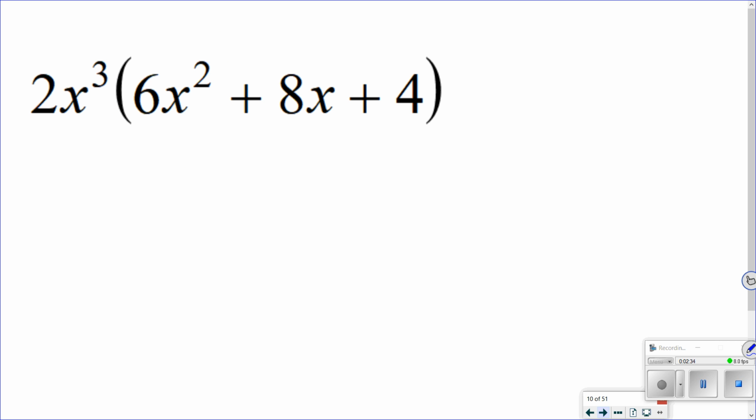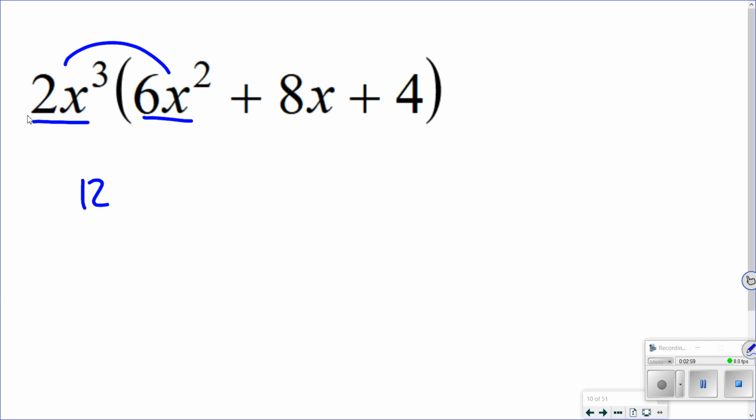Let's take this one. This one's a little more complicated because of the x cubed, but we're still just going to distribute. Pause the video and give it a try. Multiply it out, and then I'll work through it and you can compare your answers. So we're going to take that 2x cubed and multiply it first by the 6x squared. Just be careful. 2 times 6 is 12. We're good with that. When I times x cubed by x squared, remember our rules.